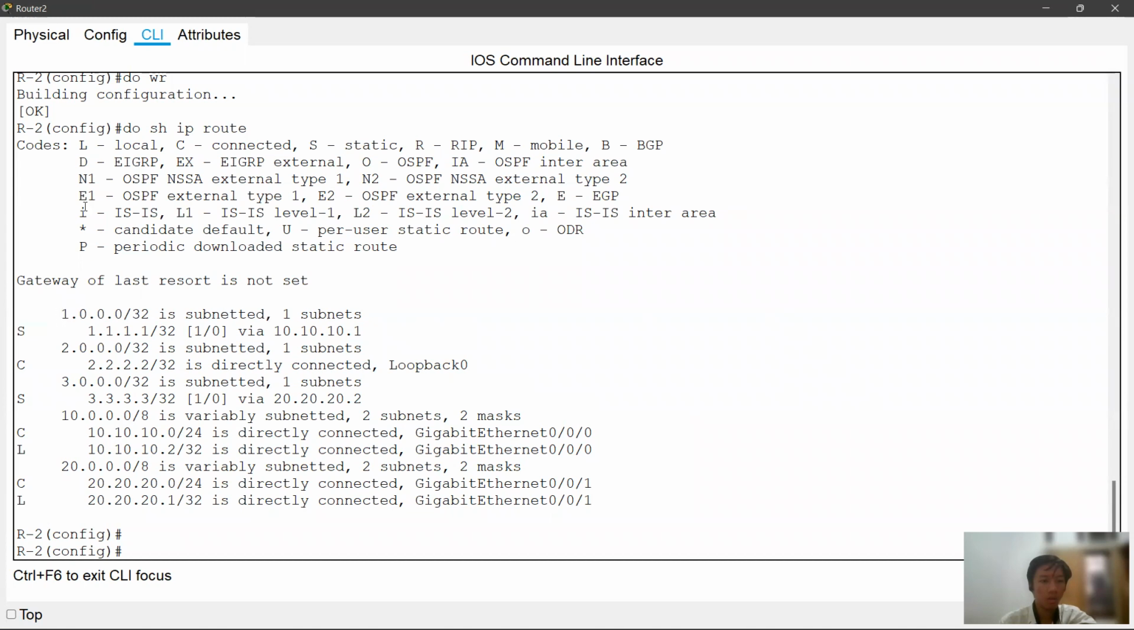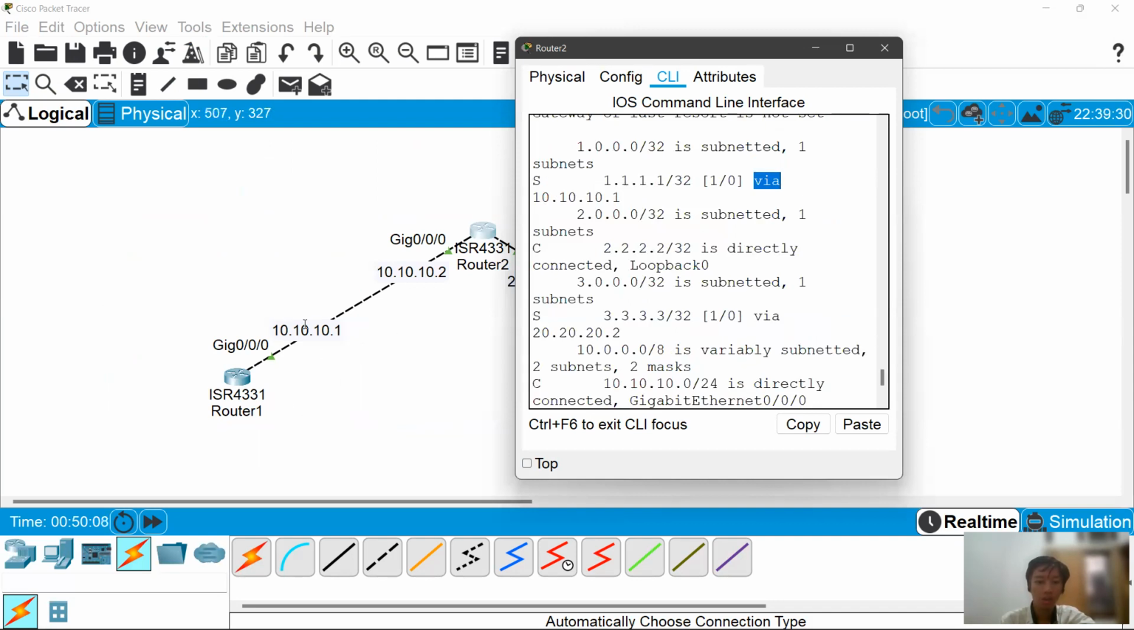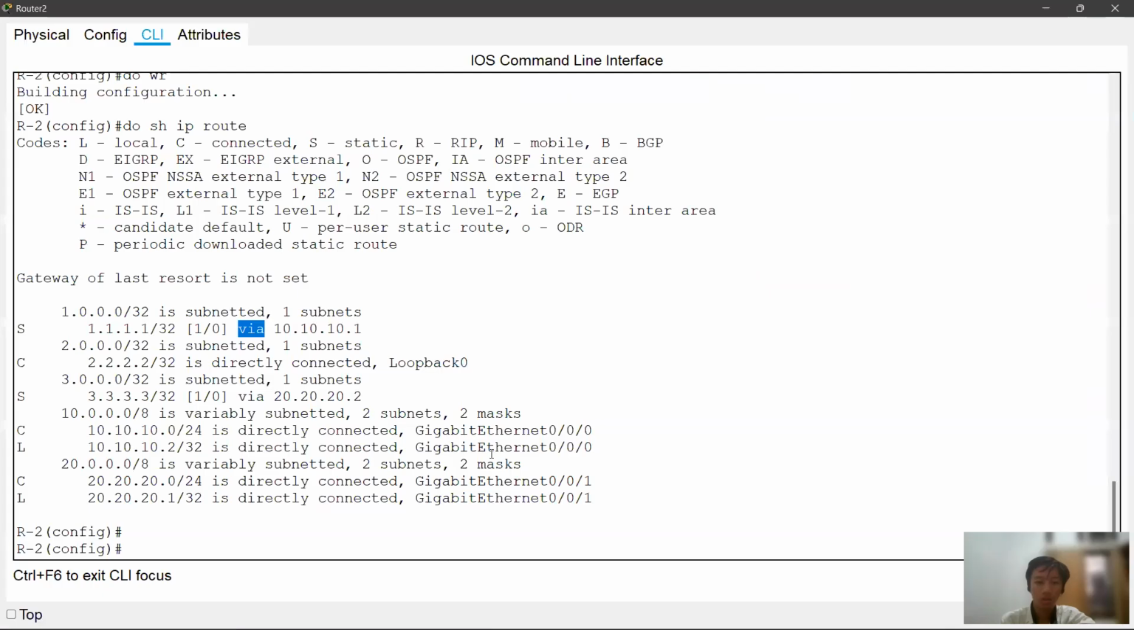Router 2 can connect to network 1.1.1.1 with code S. S means static, and via means the gateway, the gateway is 10.10.10.1. C means it's directly connected, like router 2's own network, and L is local network. Okay, done. The static is done.